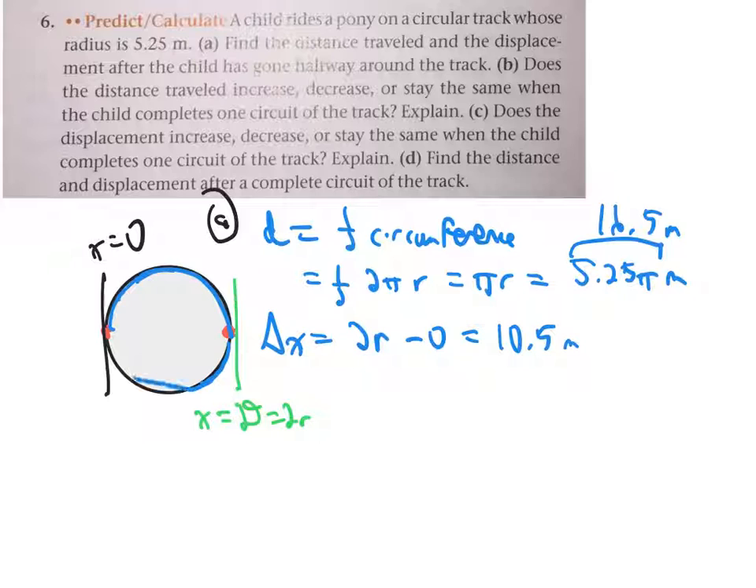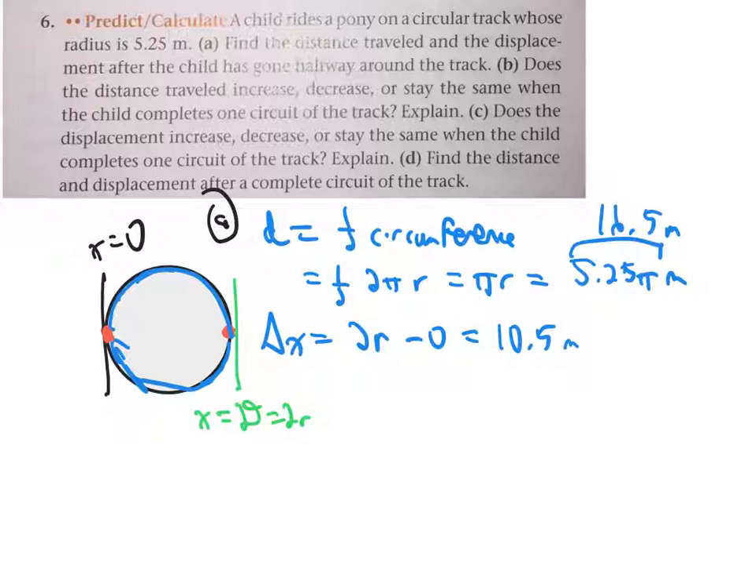And they go all the way here, and now they have traveled one full circumference, which is clearly twice as far as for part A. And then for part C, they ask the same thing about the displacement, but now the child is back to where they started, so the displacement is 0.